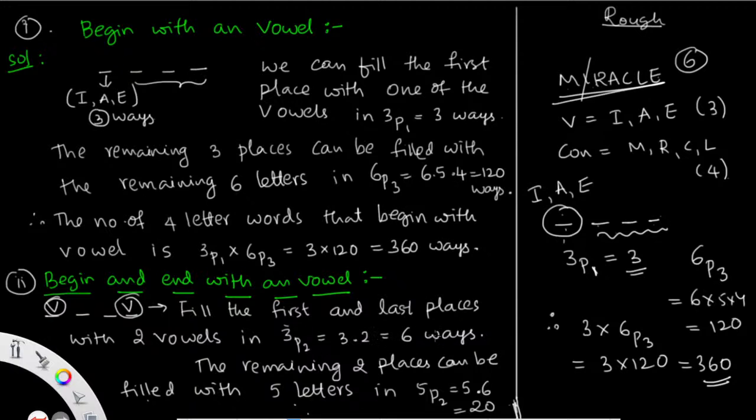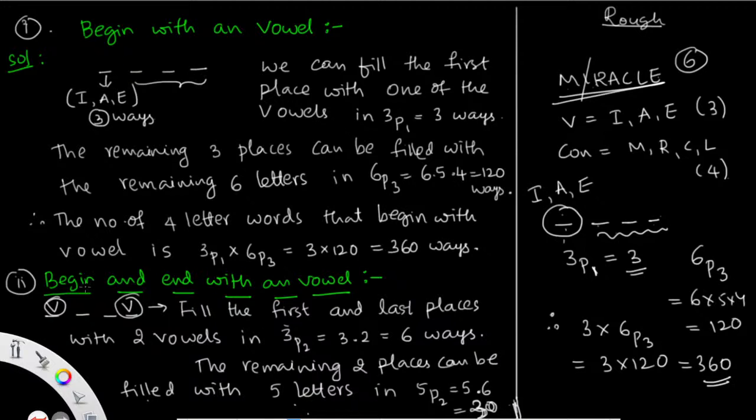That is 3 into 2, that is 6 ways. Then how many places can we find? The remaining 2 places. Suppose the 2 vowels are completed, say fixed with I and A. How many letters remain? 5 letters and 2 places. So this can be done in 5P2 ways, that is 5 into 4, that is 20 ways.